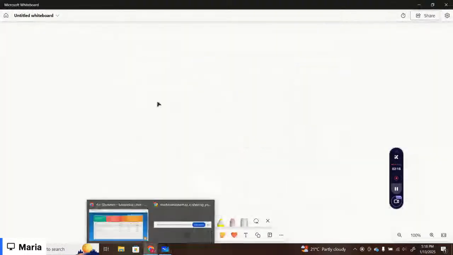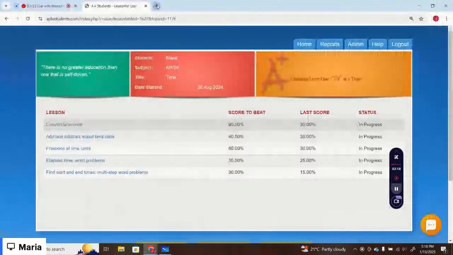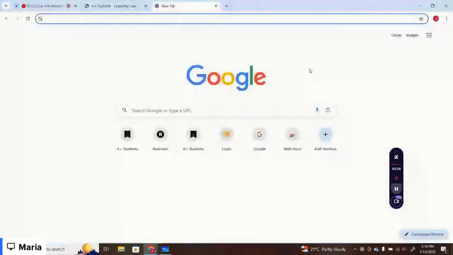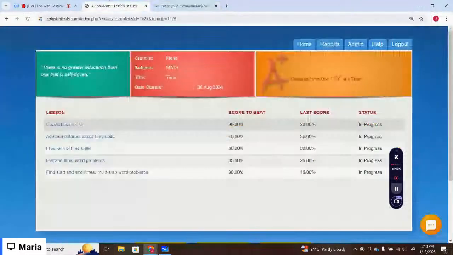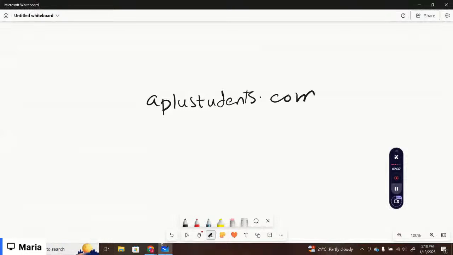We are here for grade 4 math. You can find all the lessons on aplustudents.com. Finally, you can hear me. You have to log in there using your email address, and the password is provided by the administrator. Then you have to select math from the subject tab. Scroll down to grade 4 math and then click on view all lessons. There you can find a list of the chapters.